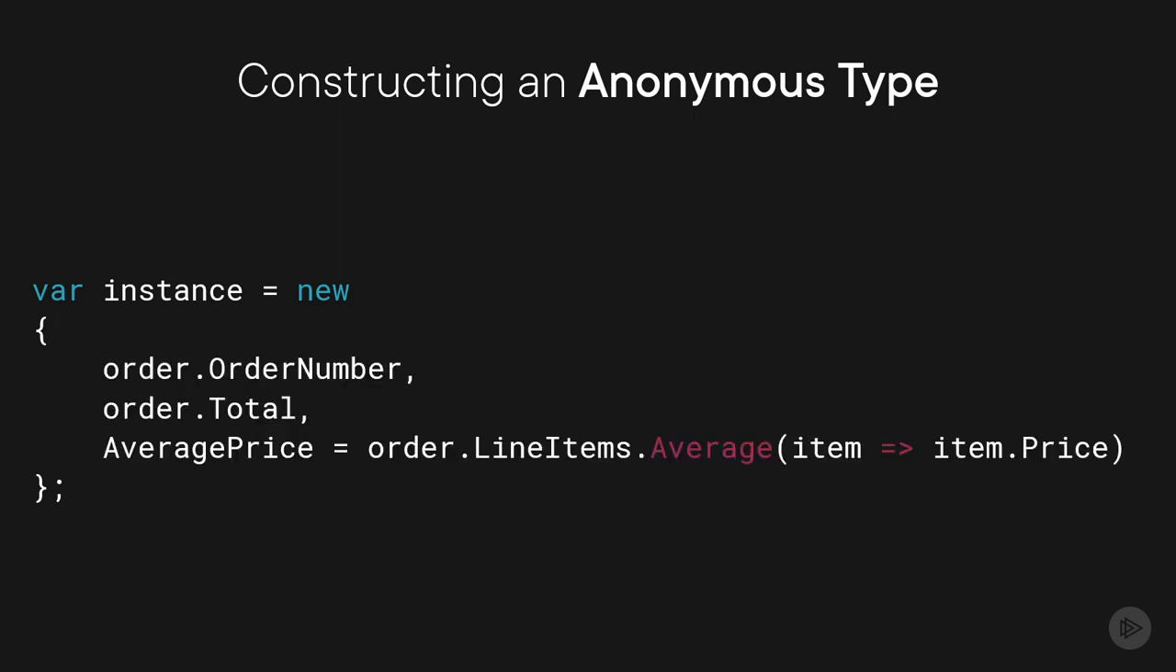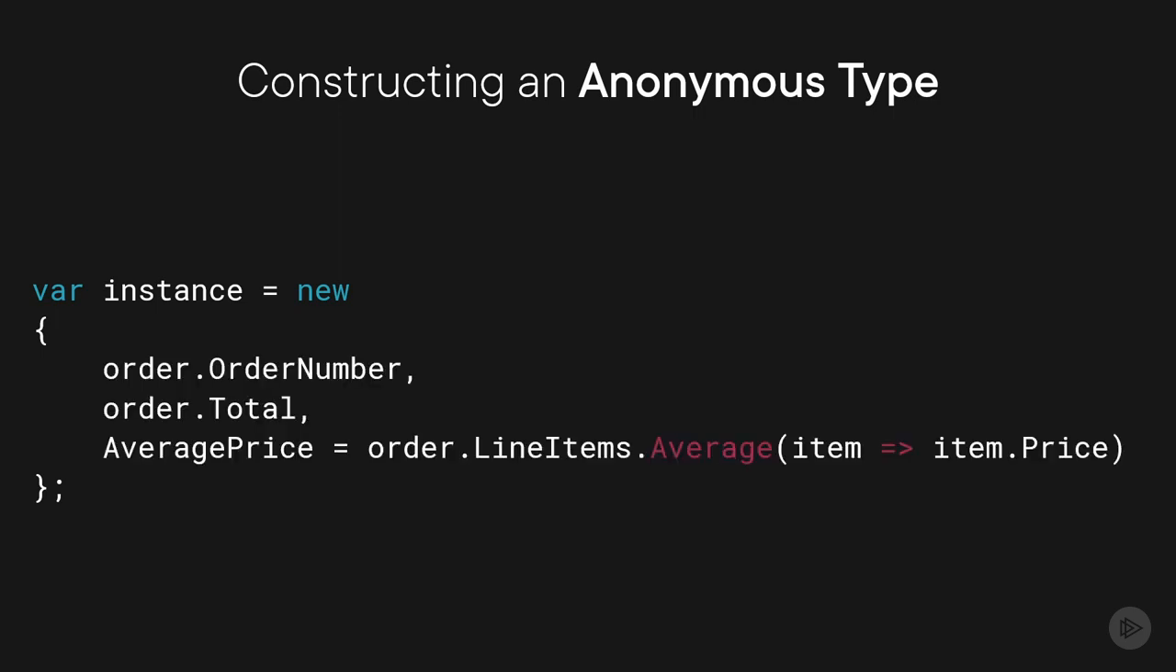This module introduced you to the anonymous type. This is a great way of representing a subset of properties for a more complex type. It's very often used together with LINQ. An anonymous type is constructed with the new keyword, followed by an object initializer.